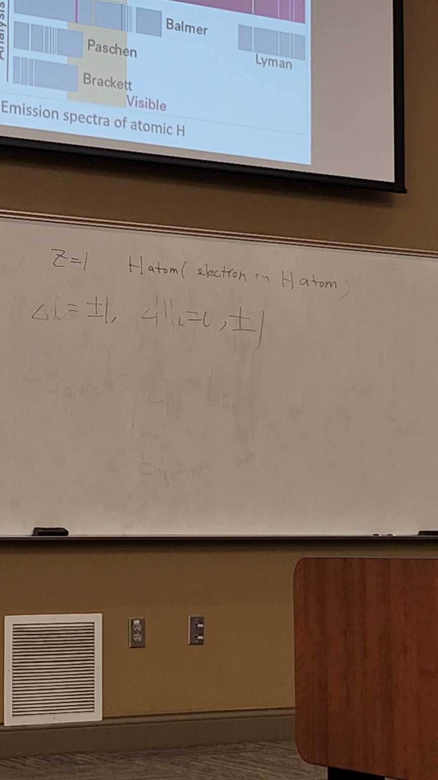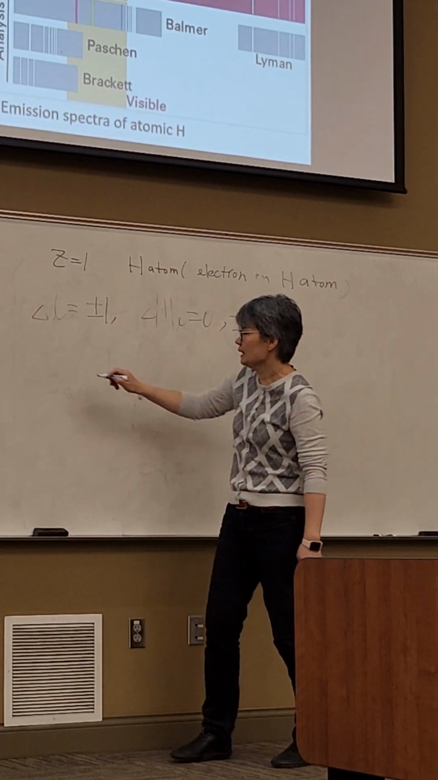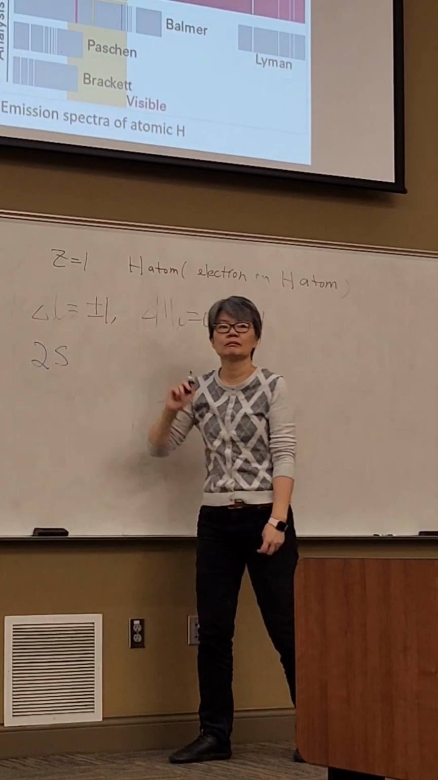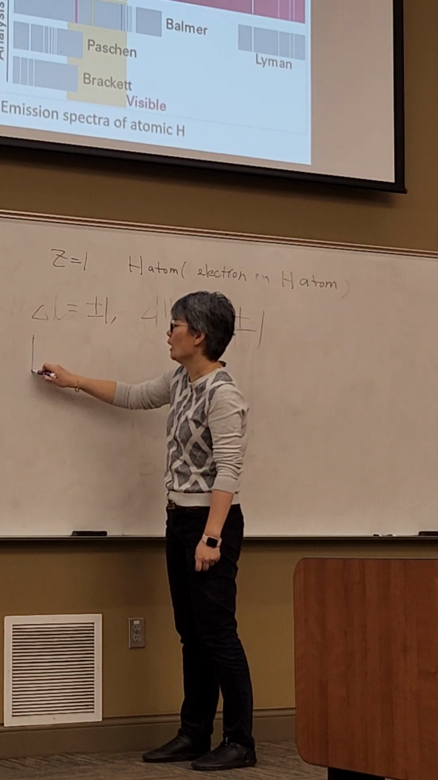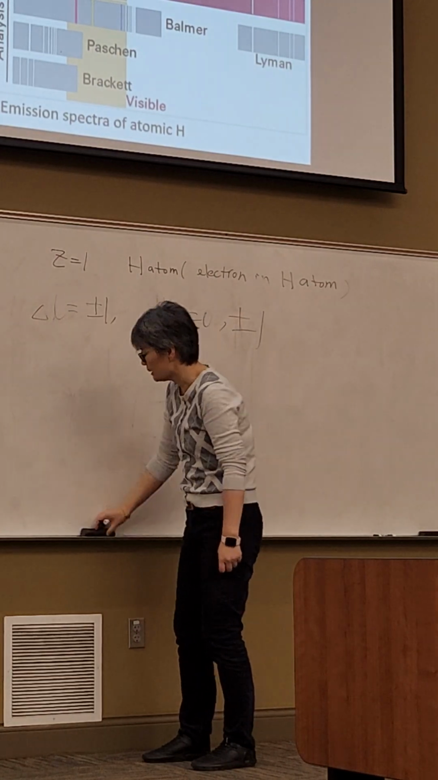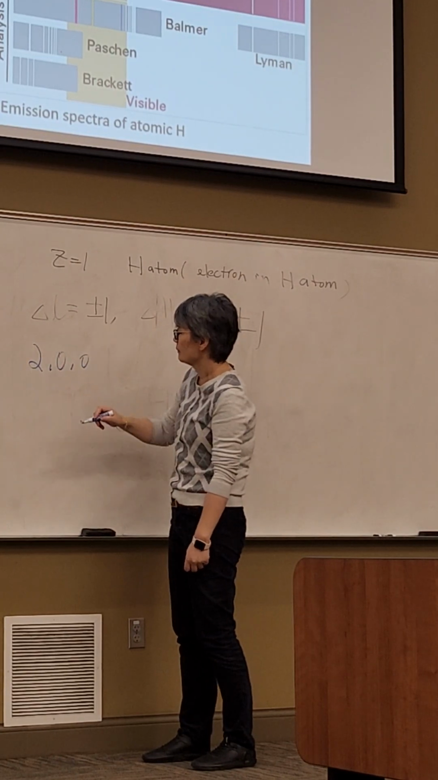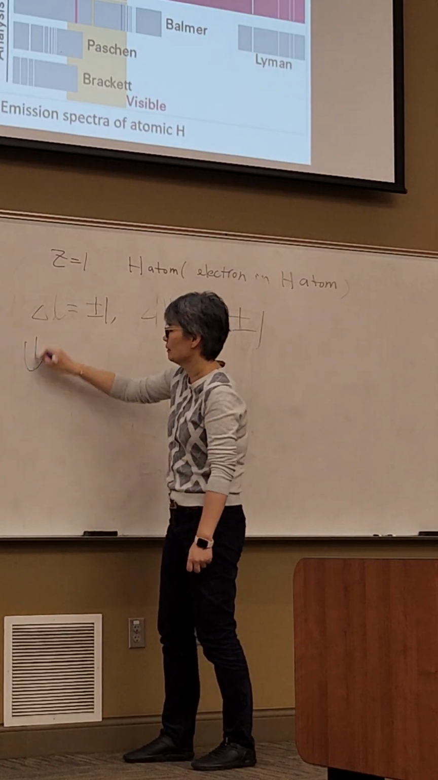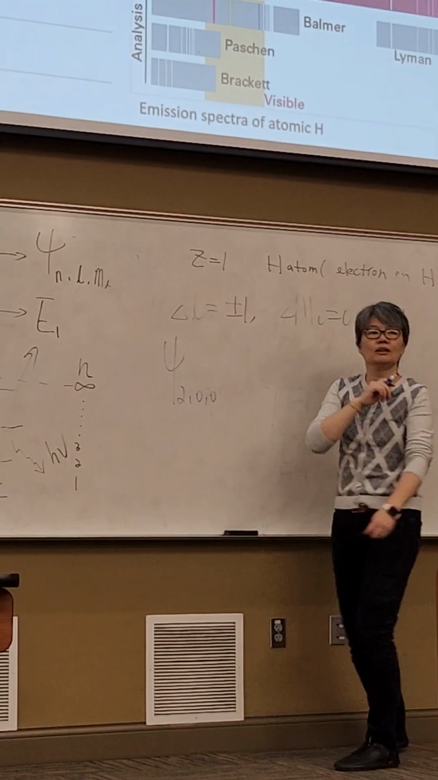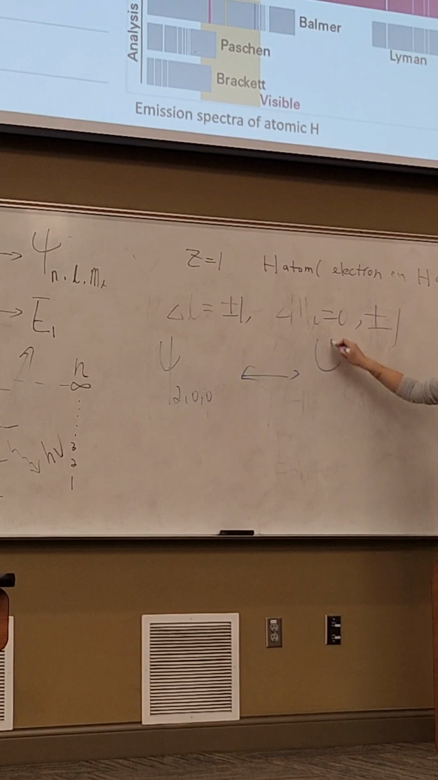Okay, let's give it a shot. Let's take the 2, 0, 0 quantum state. Okay, let's write it out nicely. With the quantum state 2, 0, 0, do you think the transition to the quantum state 1, 0, 0 is allowed?